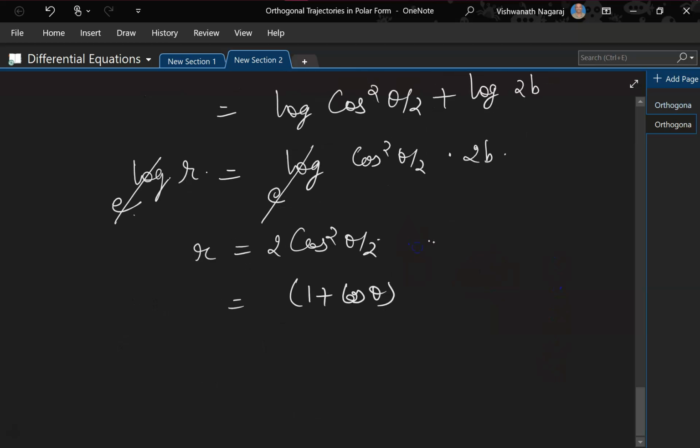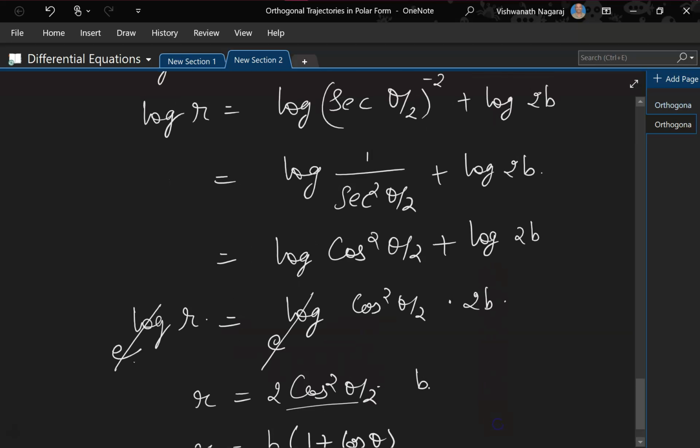And that 2 from 2b can be taken along with cos square theta by 2. So I'll end up with b times (1 plus cos theta), because this is 1 plus cos theta. So this is the solution.